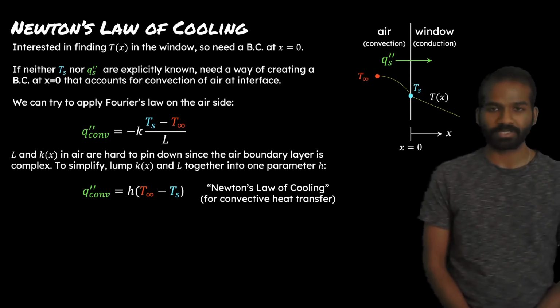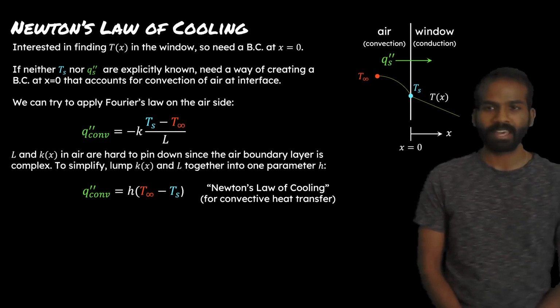We refer to this expression overall, q double prime convective equals h times T infinity minus T sub s, as Newton's law of cooling, which we apply to convective heat transfer at an interface.